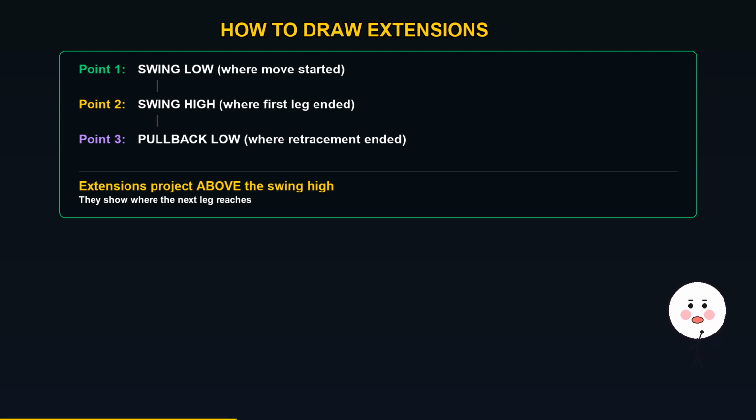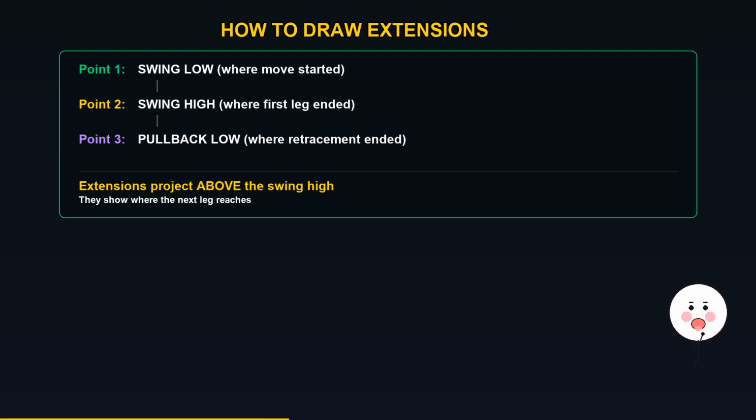How to draw Fibonacci extensions. You need 3 points. Point 1 is the swing low where the move started. Point 2 is the swing high where the first leg ended. Point 3 is the pullback low where the retracement ended. Connect these 3 points and the extension levels project above the swing high. They show you where the next leg is likely to reach.